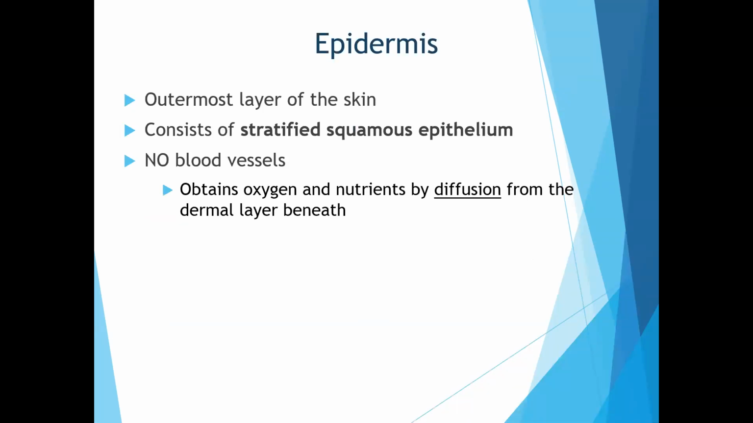All right, so as we just said, the epidermis is the outermost layer of the skin. It's made up of stratified squamous epithelium. So if you remember back to chapter 5 when we talked about the different types of tissue, stratified squamous is what makes up our epidermis. There's no blood vessels in the epidermis. It gets its oxygen and nutrients by diffusion from the dermal layer beneath. The dermis has a lot of our functional structures like the blood vessels and capillaries and that kind of stuff. That does not extend all the way into the epidermis.